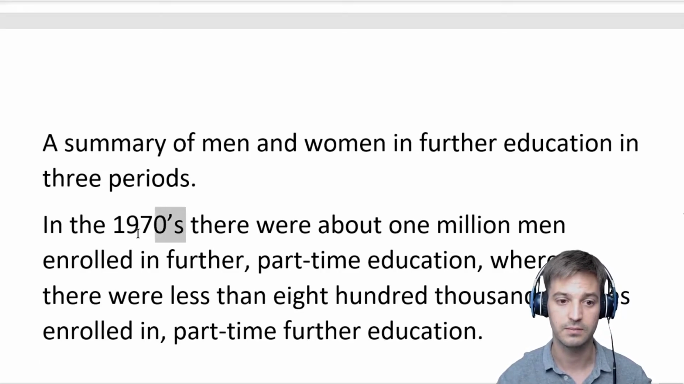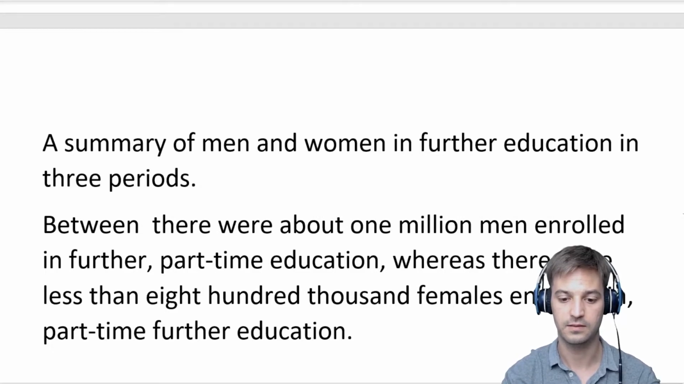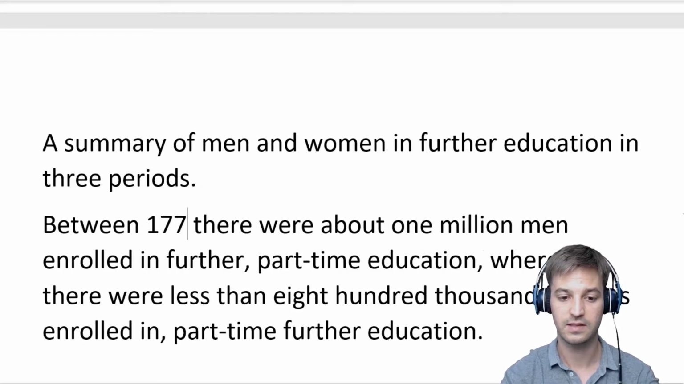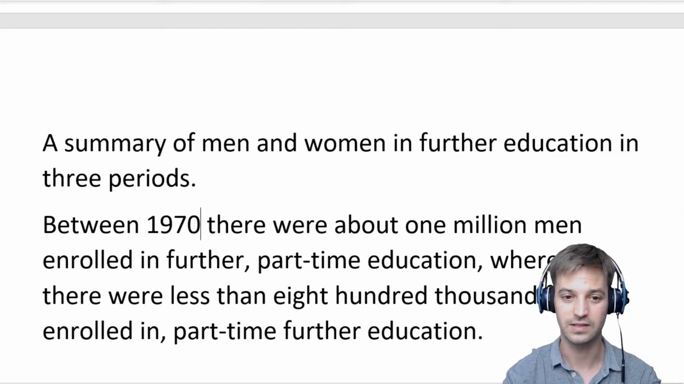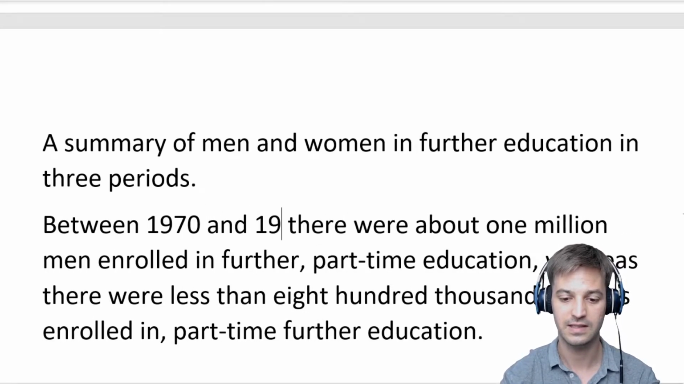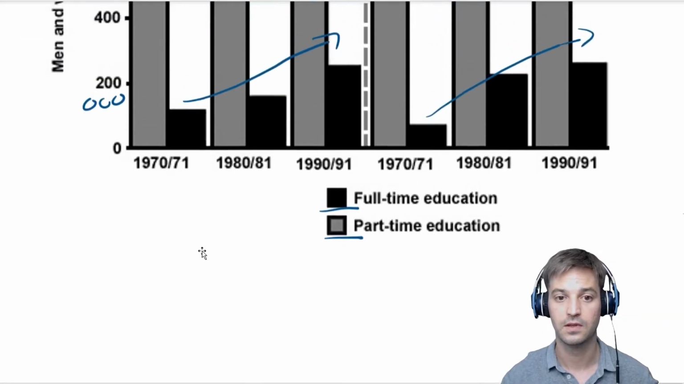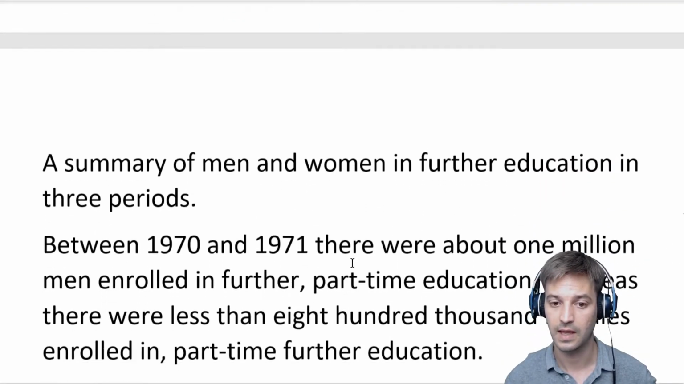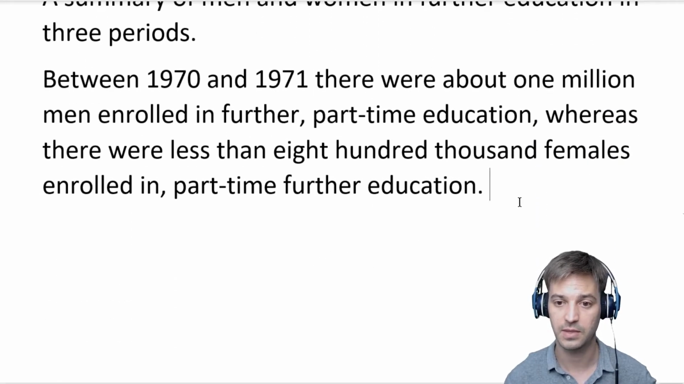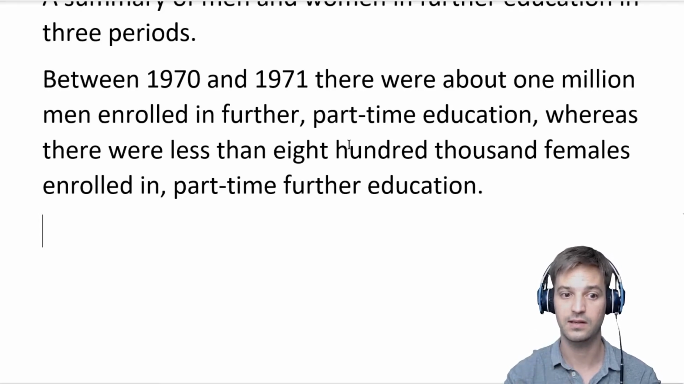So we can say between 1970 and 1971. Okay, so this is just the 2 years. It's not the whole decade, the whole 10 years. And we can change that as well. In our next paragraph, we're going to talk about 1990 and 1991.